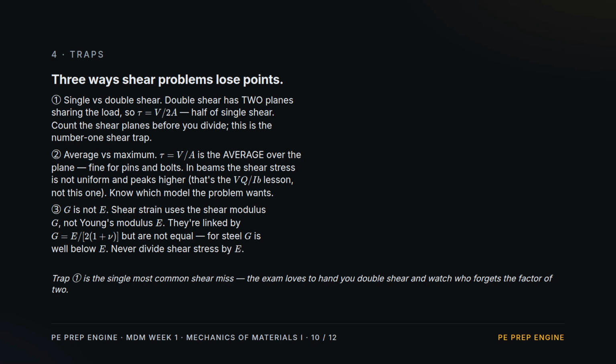2. Average versus maximum. V over A is the average, which is right for pins and bolts, but a beam's shear stress isn't uniform and peaks higher. That's a later lesson, so know which model the problem wants. 3. G is not E. Shear strain uses the shear modulus, not Young's modulus. They're related, but never divide a shear stress by E.